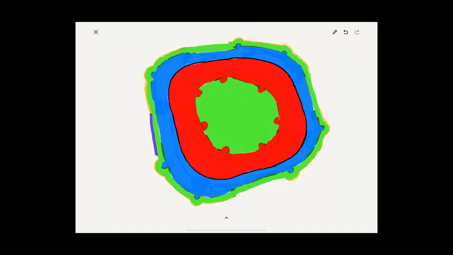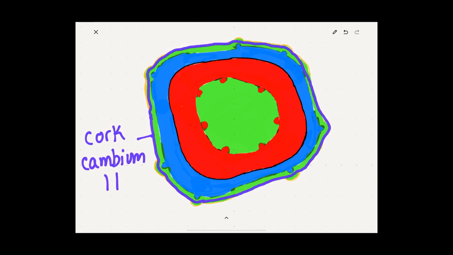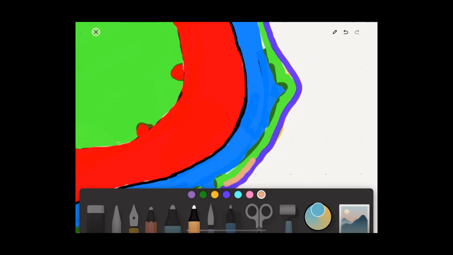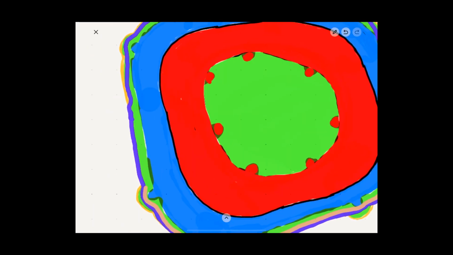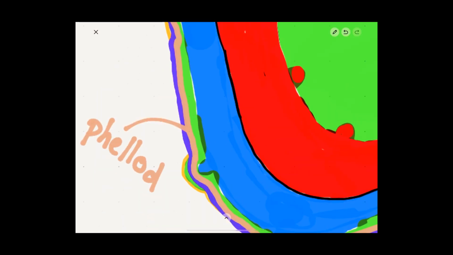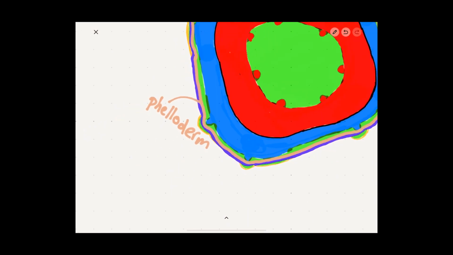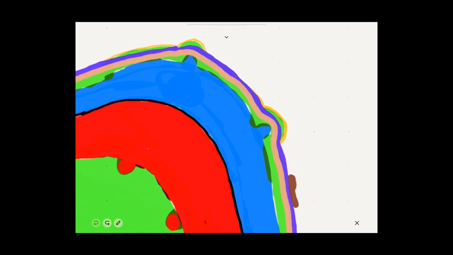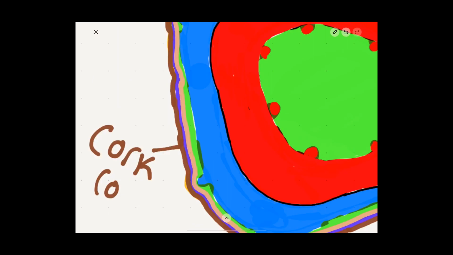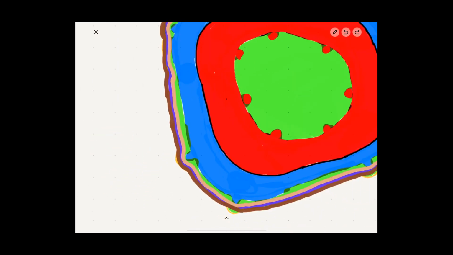Going back to our diagram drawing one last time, a new layer of cells is formed from the cortex called the cork cambium. Since it's the cambium, we know it's going to be meristematic. It divides cells to the inside. These are called phloem. And as it's dividing, it also differentiates cells to the outside. These darker brown ones on the outside are called cork. And they're produced to the outside of the cork cambium.